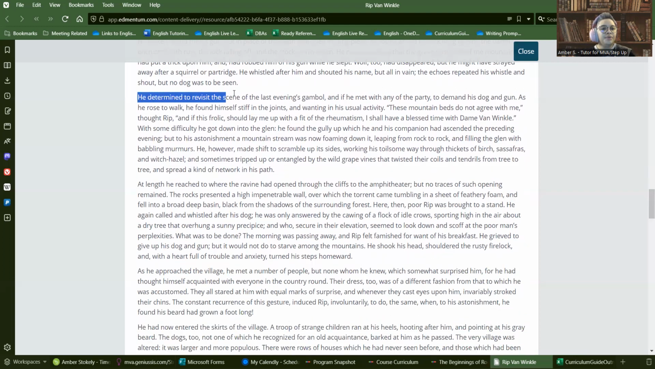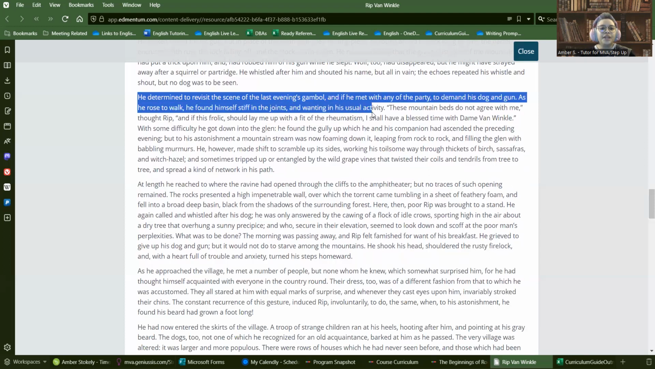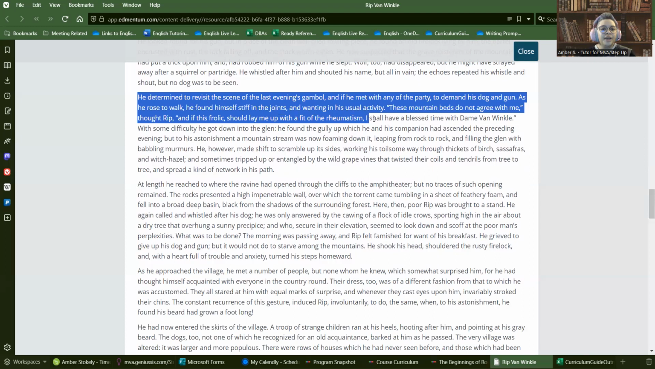He determined to revisit the scene of last evening's gamble, and if he met with any of the party, to demand his dog and his gun. As he rose to walk, he found himself stiff in the joints and wanting in his usual activity. These mountain beds do not agree with me, thought Rip, and if this frolic should lay me up with a fit of the rheumatism, I shall have a blessed time with Dame Van Winkle. So basically, he wanted to go back to the amphitheater to see if he could find them and ask them for his gun and his dog back.